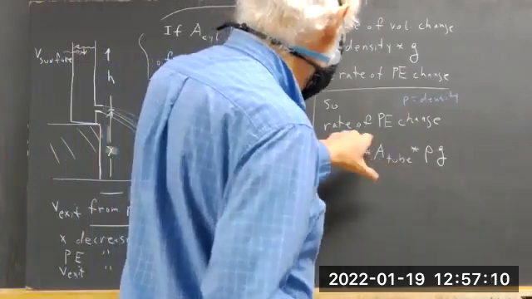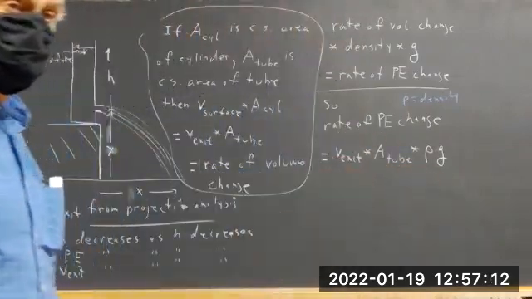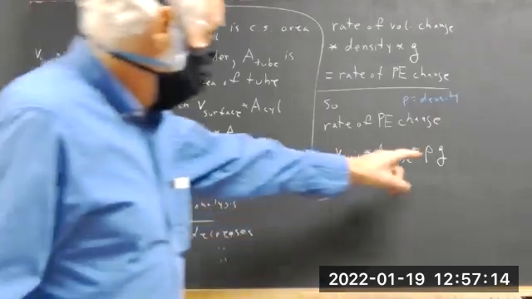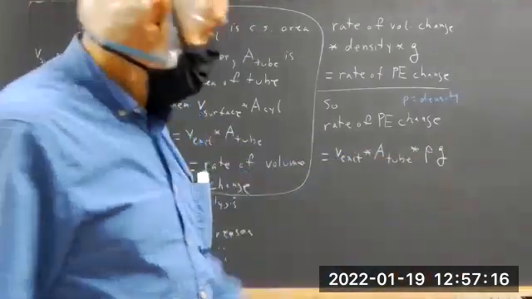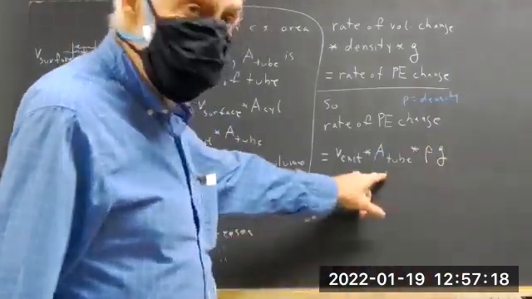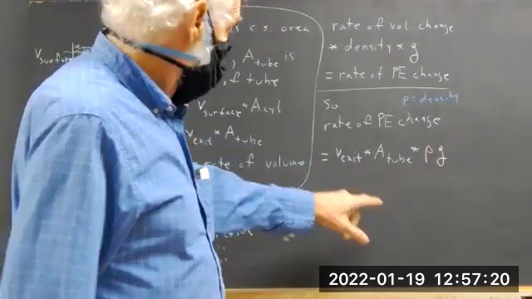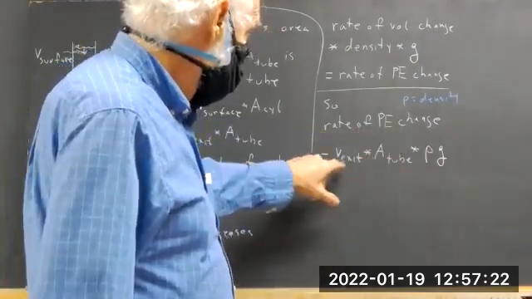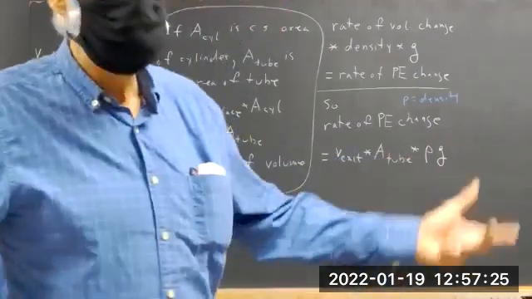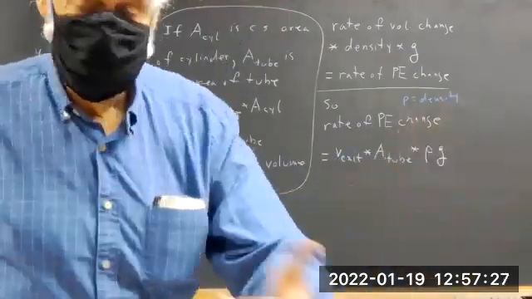So the rate of PE change is this. Rho and g are just constant numbers, so that's just a constant. Area of the tube is constant. So the rate of potential energy change is the exit velocity times something that's constant throughout the whole process.